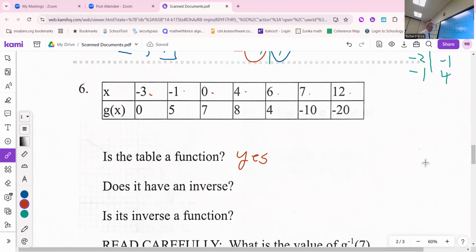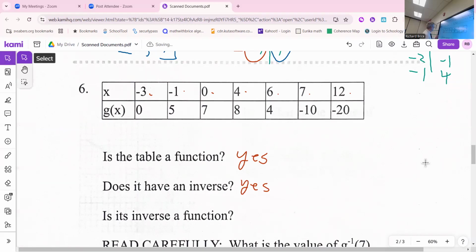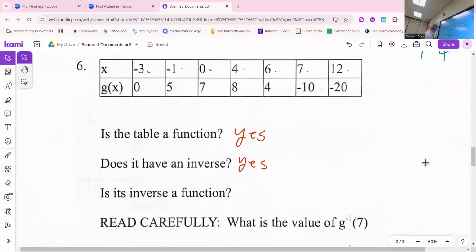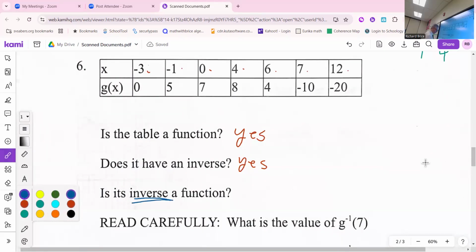Does it have an inverse? Yeah. Every function has an inverse, but we don't know if the inverse is a function. So when you're talking about inverses here, don't get dizzy. When you're talking about inverses here, we're going to look at the y's. We're going to look at the g of x's.